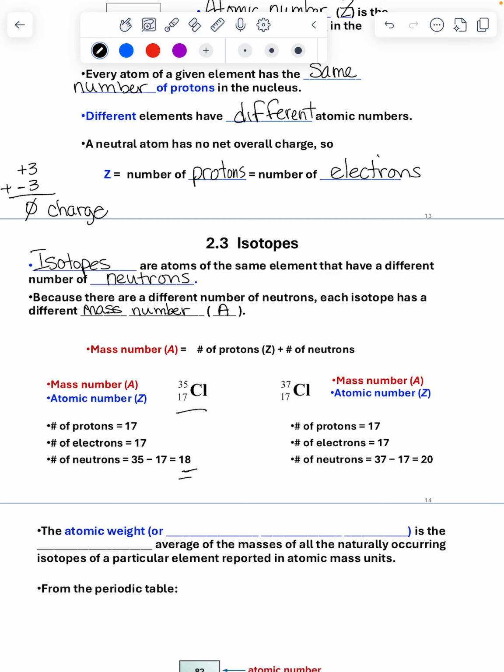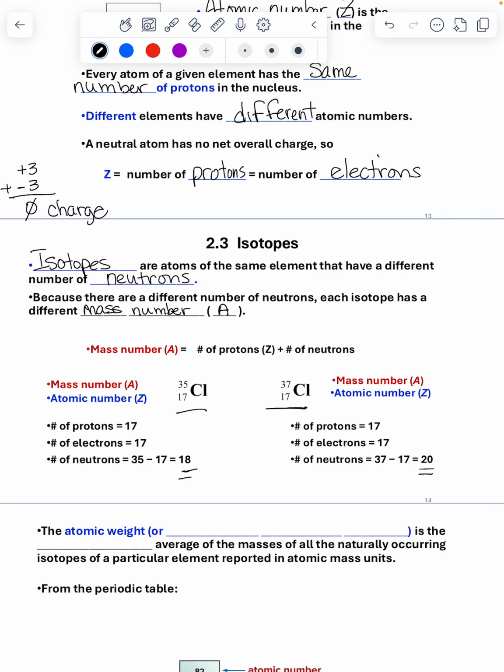So when we look at our second example here, we still have chlorine with an atomic number of 17, but this time it has a mass number of 37. So how many protons does it have? 17. How many electrons? 17. But the number of neutrons would be the mass number minus the atomic number. This one has a 20 for the number of neutrons. So these two are isotopes of each other.